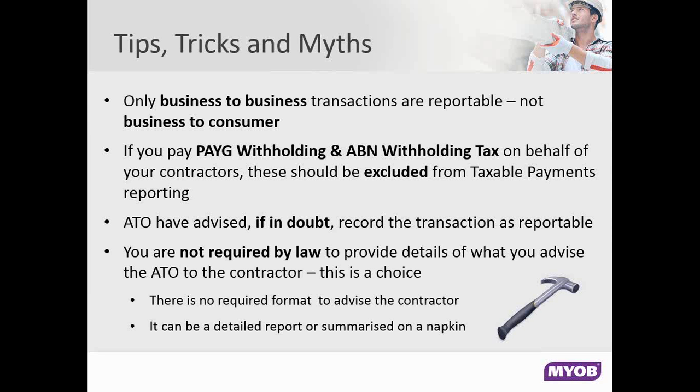Another one which came out last financial year was the requirement to advise your contractors of what you've told the ATO. This is not a legal requirement. You don't have to tell them if you don't want to. It's entirely up to you. There's no required format. You can give them a call and tell them if you choose to. You can write it on a napkin with lipstick. You can provide a summary, one total amount. You can provide them with details at a transaction level. It's entirely up to you. You don't have to do anything.